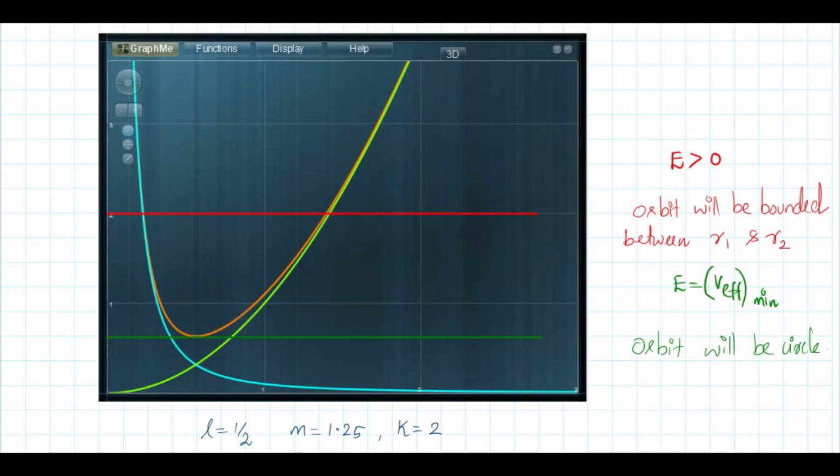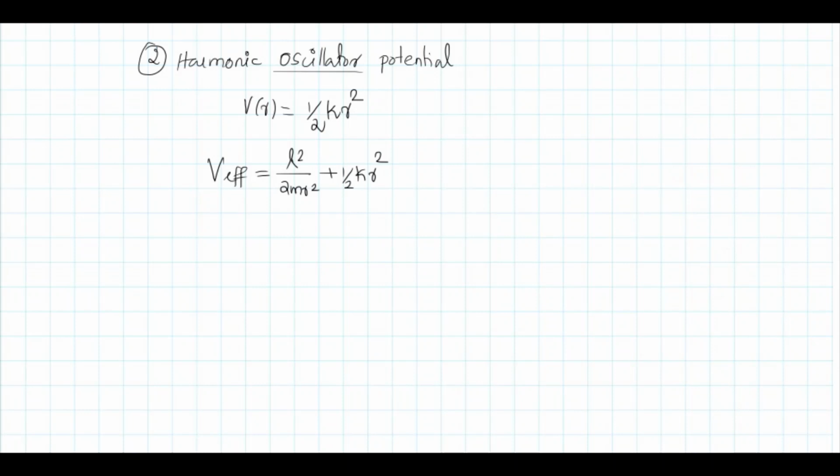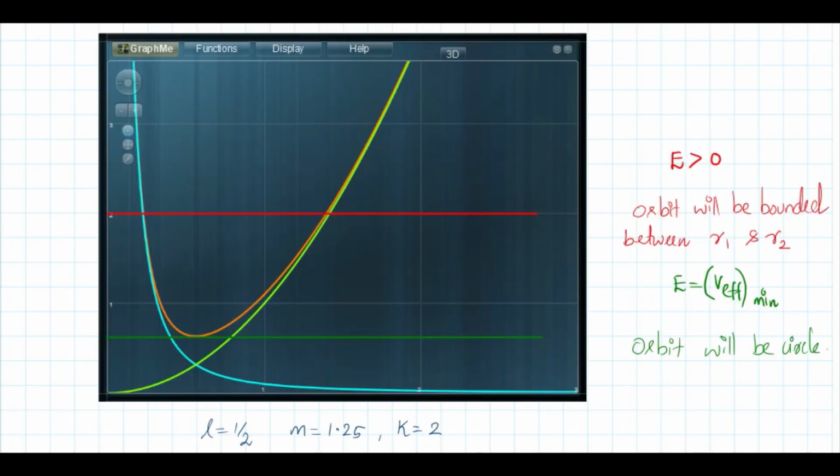Now consider another case, harmonic oscillator potential. V of r is equal to half k r square. Effective potential is L square by 2m r square plus half k r square. So half k r square is this line. L square by 2m r square is this line. The sum is given by this orange line.